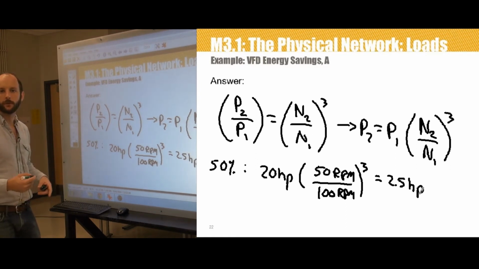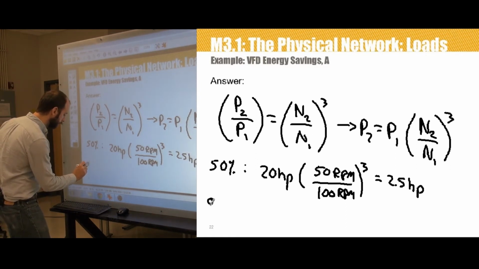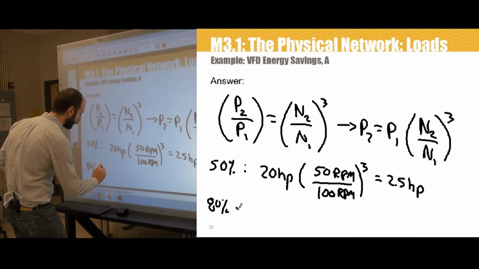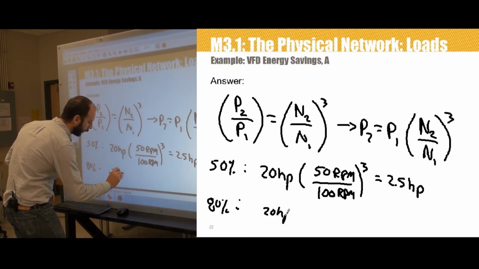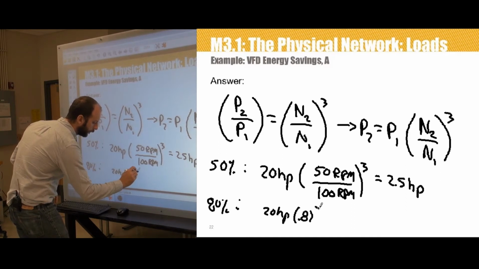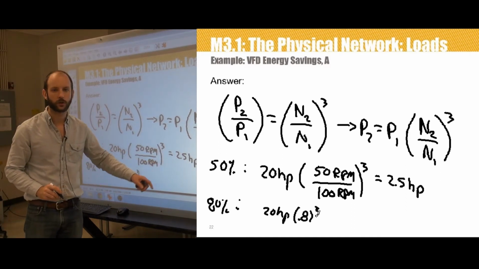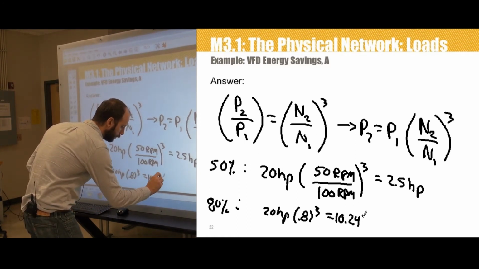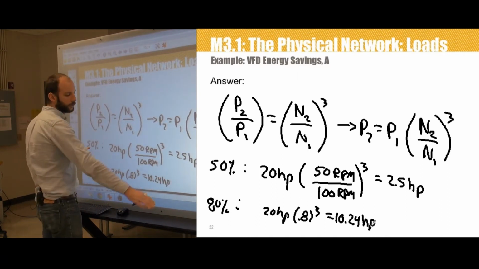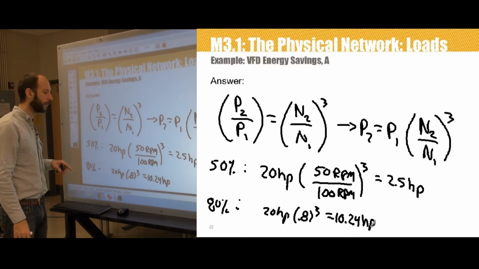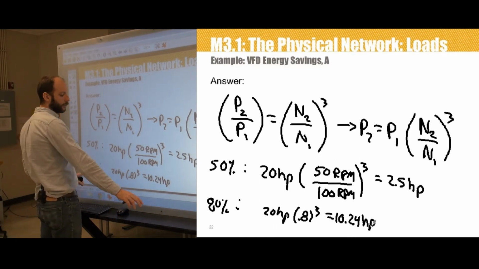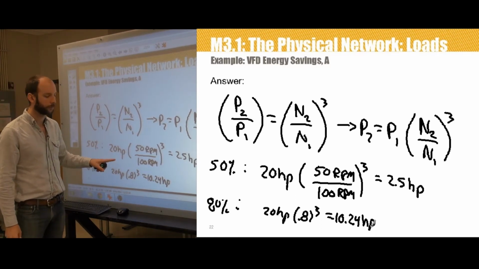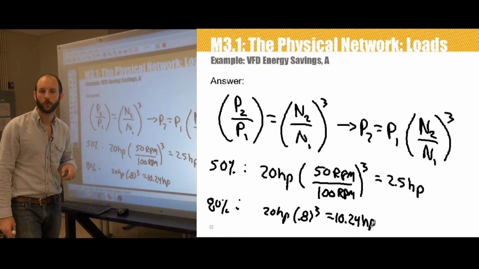We can repeat this for 80%. Right? That was the other speed reduction we saw. And in that one, we just multiply by 0.8 cubed, right? That's 20 horsepower times 0.8 cubed, and that's going to give us a reduction down to 10.24 horsepower. So if I run the motor at 50% of its rated speed, I'm only consuming 2.5 horsepower, and at 80% rated speed, I need to deliver 10.24 horsepower, as opposed to the 20 horsepower that the motor's rated for at full rotational speed.